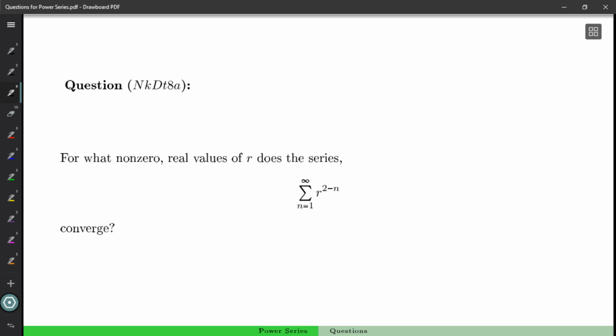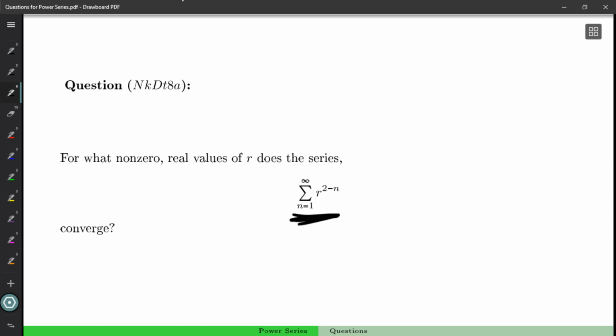For what non-zero real values of r does this series here converge? So we're adding up r to the 2 minus n. Now, the power of n in the expression makes me think maybe the root test could help us out.